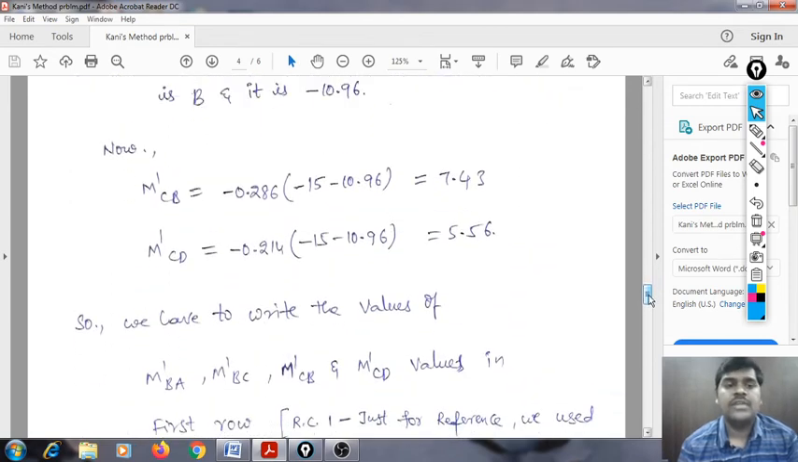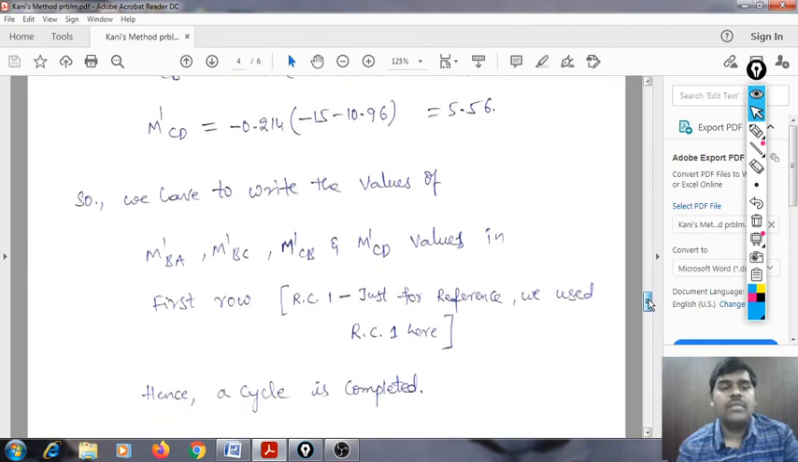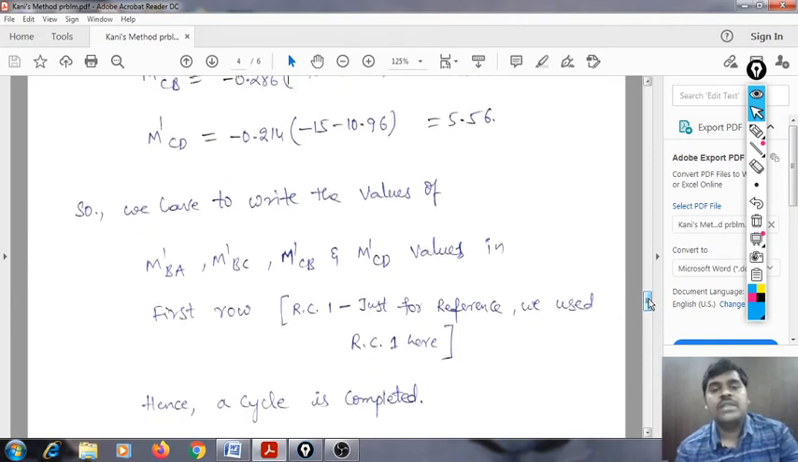So for M bar CB, we have minus 0.286 as the rotation factor value, and minus 15 as the sum of the moments, and minus 10.96 as the far end moment, so we get minus 7.43, and here we get 5.56. In this manner, we have to write the values of M bar BA, BC, M bar CB and M bar CD in the first row.